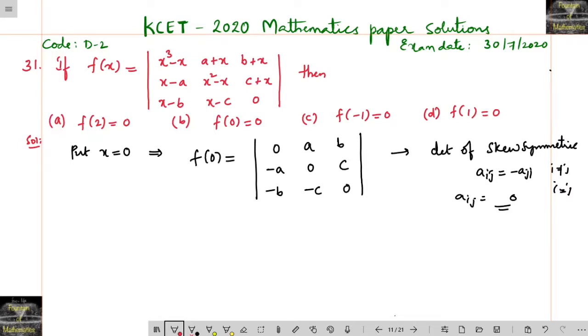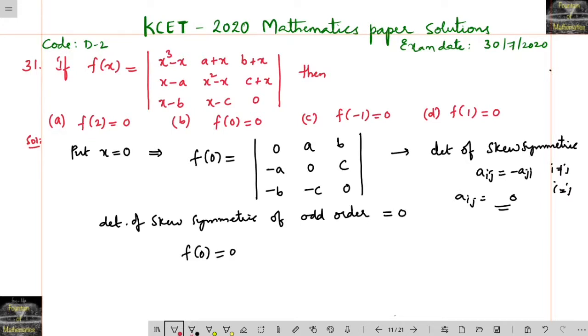So it is a skew symmetric matrix, and also we know that the determinant of a skew symmetric matrix of odd order is 0. So we can say that this f of 0 is 0 since this is a 3 by 3 matrix. So we can say f of 0 is equal to 0. So clearly option B is correct. We can just go with that. Okay, next question.